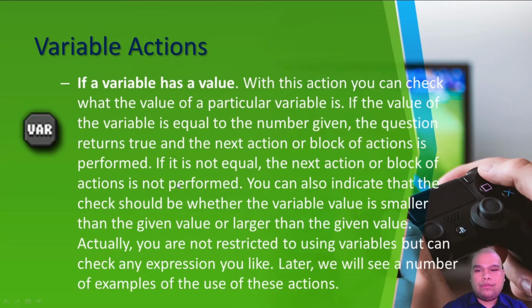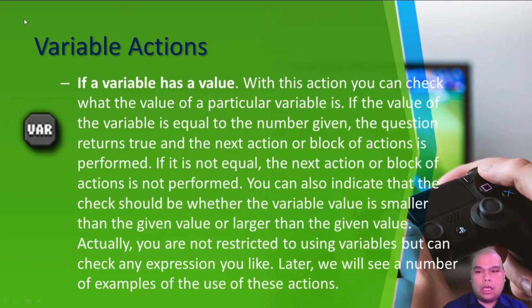Next, the action for checking if a variable has a value is what we call test variable in GameMaker. With this action, you can check what the value of a particular variable is. If the value of the variable is equal to the number given, the question returns true and the next action or block of actions is performed. If it is not equal, the next action or block of actions is not performed.